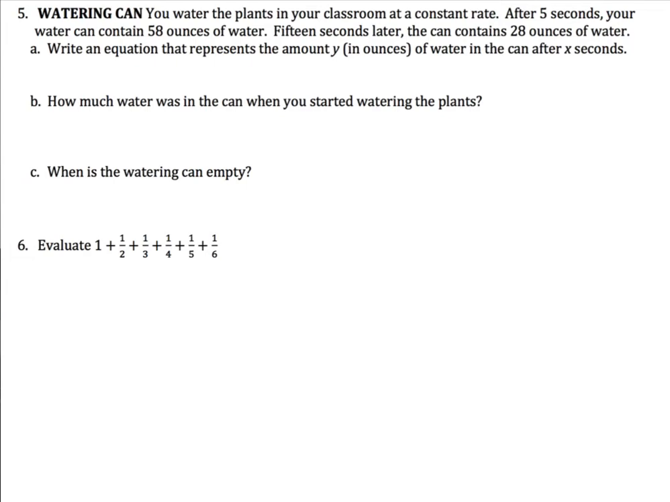Number 5 is a situation problem. You're going to write an equation and do some things with that equation. Number 6 is a review of adding fractions: 1 plus a half plus a third plus a fourth plus a fifth plus a sixth. By the way, the common denominator of the numbers 1 through 6 is 60.